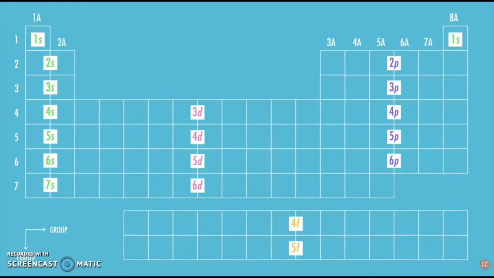Remember now, the periodic table is a map of the orbitals as they fill. Elements in the s block are filling their s orbitals. Elements in the p block are filling their p's. Same with the d's and the f's.